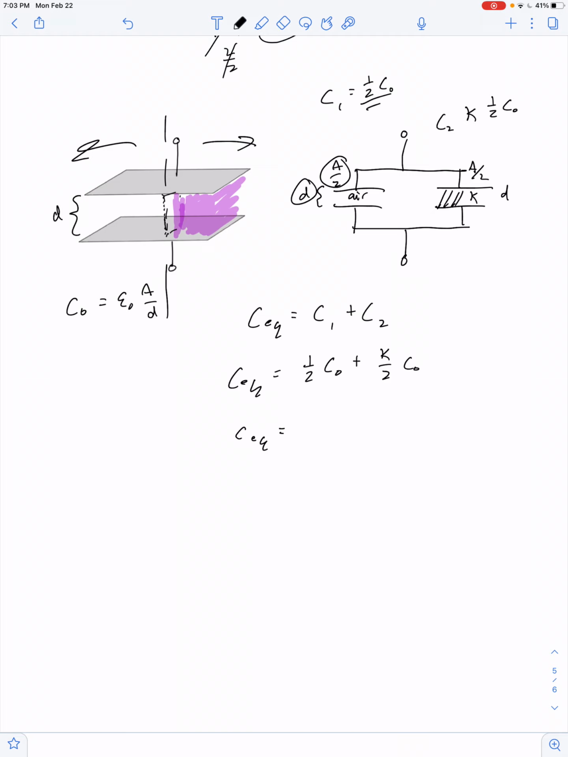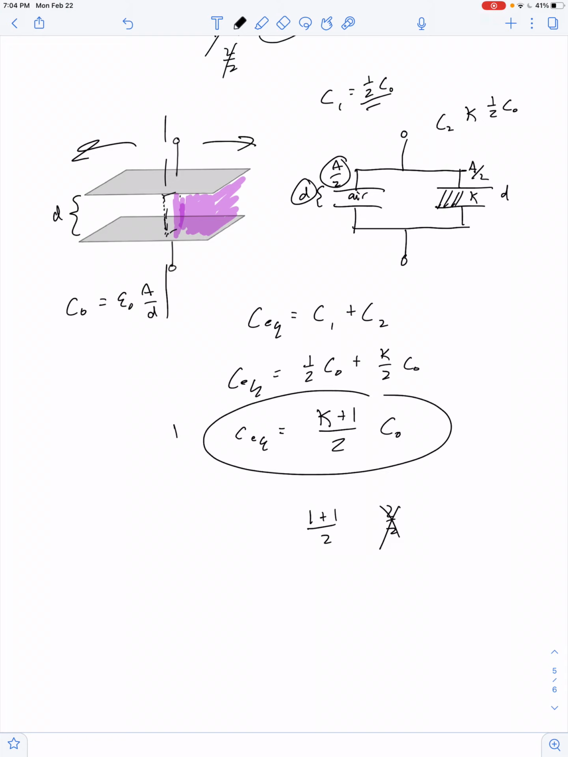The equivalent capacitance is equal to kappa plus 1 over 2 times C naught. And again, let's imagine if it was filled with air, we would have 1 plus 1 over 2, which is 2 over 2. And so, once more, I think we might have derived the correct equation.